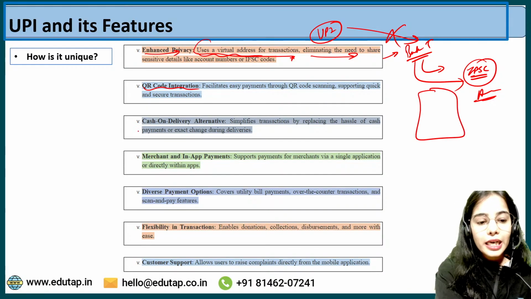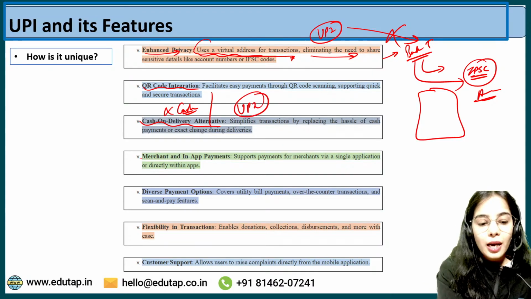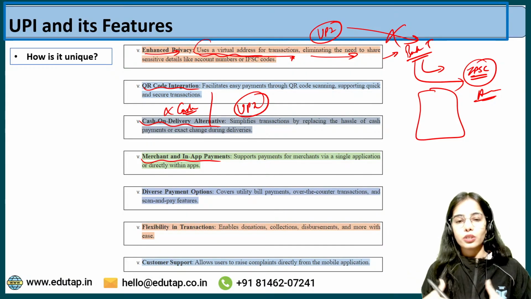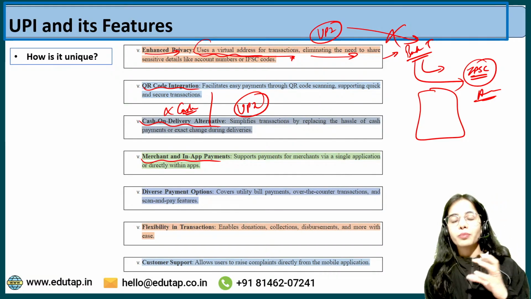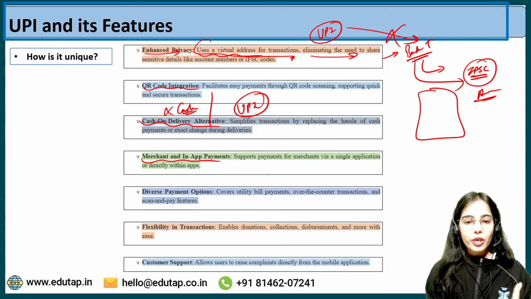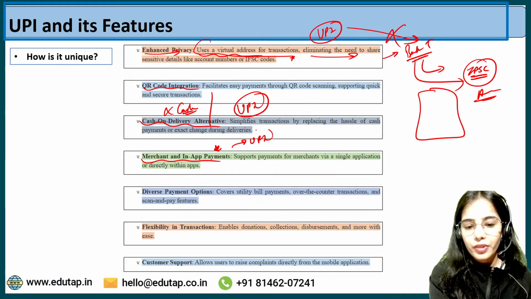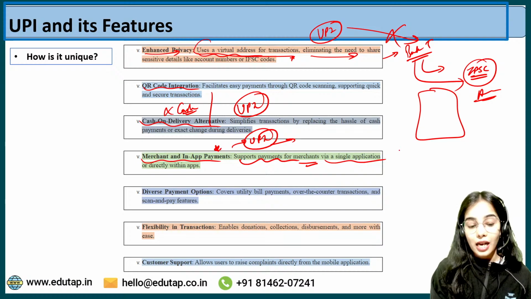QR code integration, so through the QR code the payments can happen in real time in a very fast manner. Cash on delivery alternative, so instead of carrying cash with yourself, you can carry your mobile phone that you usually carry, and you can make the payments through the UPI system. Merchant and in-app payments, so if you are going to a store, you can do the payments to the merchant, as well as if you are buying something on Amazon, Flipkart, Blinkit, any application you are using to buy anything, you can make the payments through the UPI system. It supports payments for merchants via a single application or directly within the apps also.